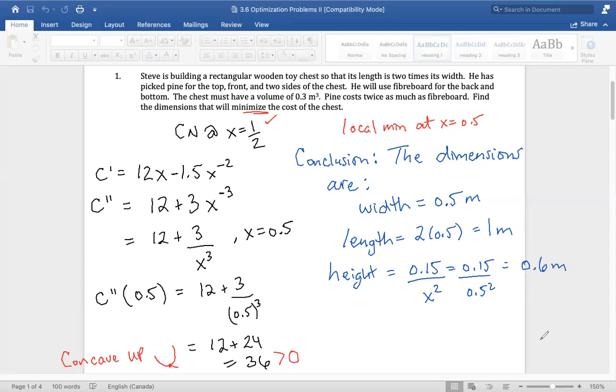So there we go. Those are the dimensions that will minimize the cost of this 3D box for whatever, toy chest, coffee table: a width of 0.5 meters, a length of 1 meter, and a height of 0.6 meters.